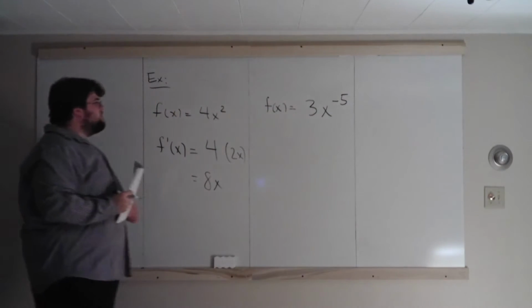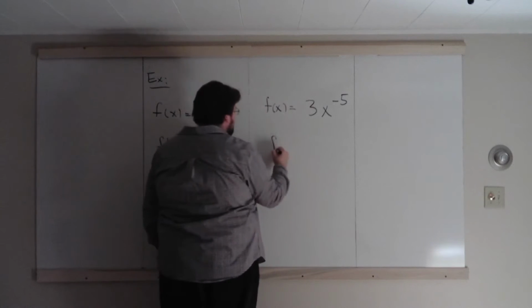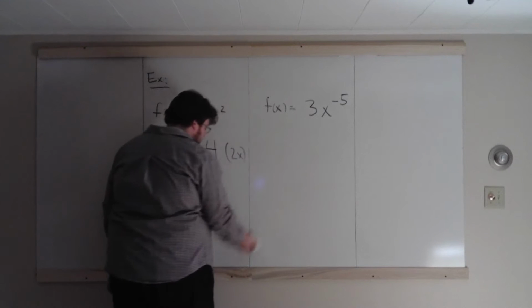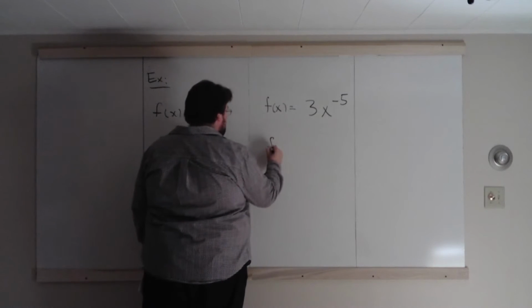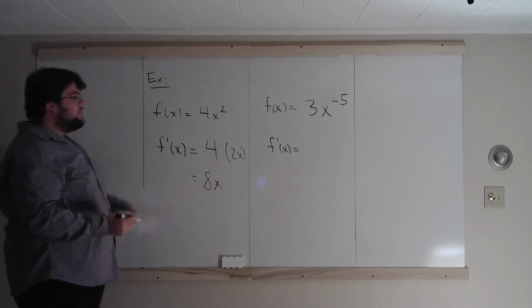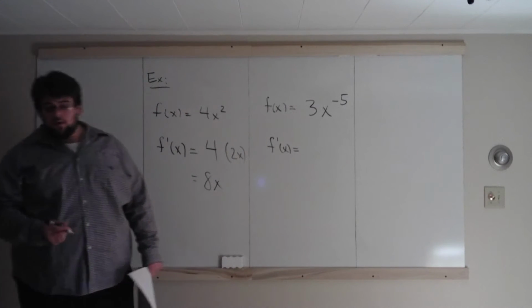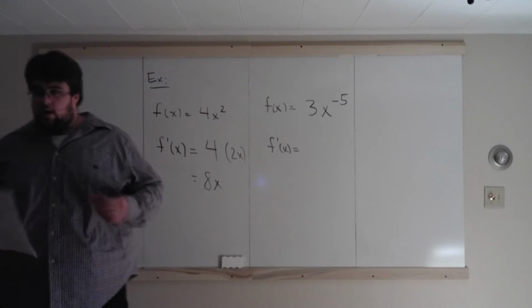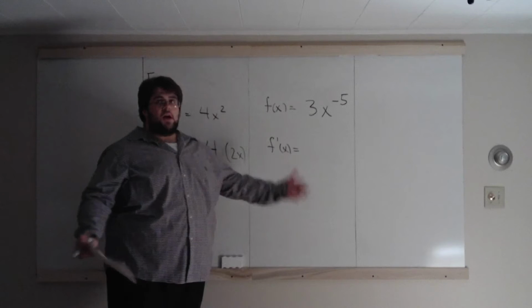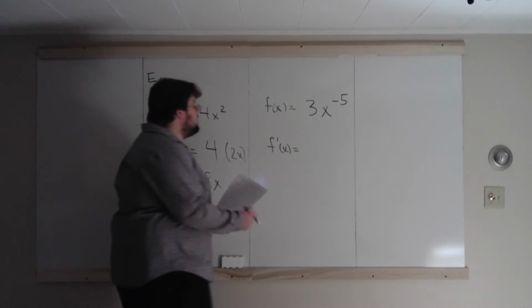How about this one, 3x to the negative fifth? Example. I'm not going to write example that time. These are all examples. F prime of x. Well, again, we have a 3 out front, so let's just carry the 3 down. One of the most important things in calculus, quite possibly the most important thing in calculus, is realizing when you have a constant out front and you can just carry it through.